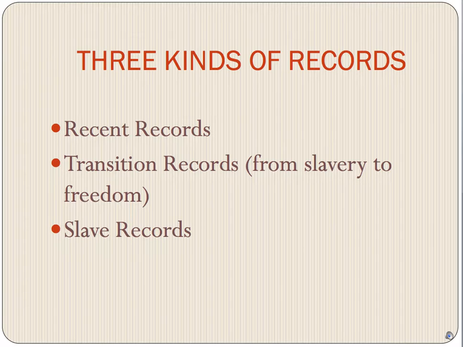According to the FamilySearch Wiki and Carol Lamont, there are three kinds of records to search when researching African Americans. The first type of records are the recent records. These records are after slavery, from about 1870 in the United States. The second type of records are transition records. These records cover the time period from slavery to freedom. The third type of records are slave records. So following our own advice, we will start with the most recent generation, then check out transition records, and finally slave records.